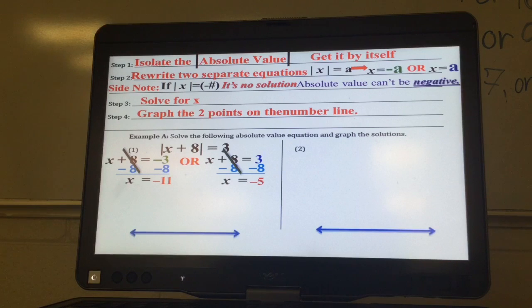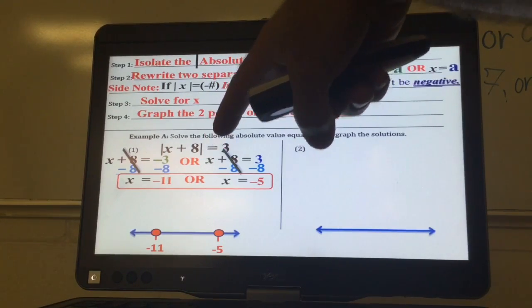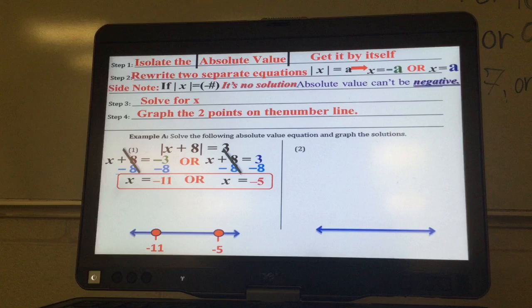Now the last thing is to graph them on the number line. You do need to put them in order. The number that's smaller is the -11, so I'm going to put that one first. So -11 and -5, and then these are just going to be two closed circles. There's no shading in this because there's an equal sign here. Since there's an equal sign, there's no shading. If it was an inequality, that's where you would start shading some stuff.